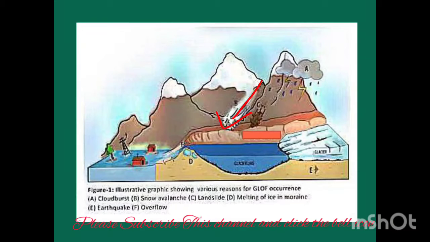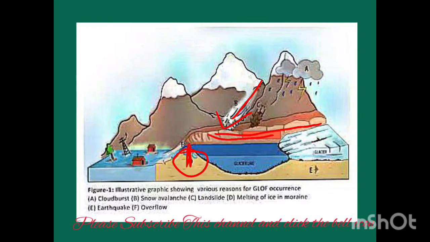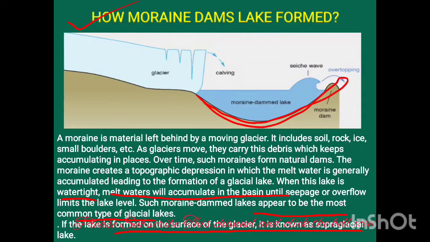Along with the snow avalanches, landslides also occur. Due to the landslide and snow avalanches, soil, rocks, pieces of rock, and small ice boulders are deposited in this region and form the moraine in front of this region, and lateral moraines are also formed. The meltwater deposited here forms the glacial lake. When the limit of the glacial lake is crossed, the meltwater overflows, and the accumulated water in the basin reaches seepage or overflow.